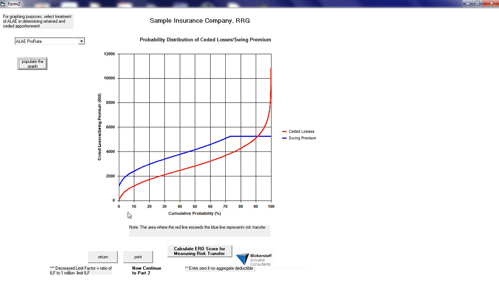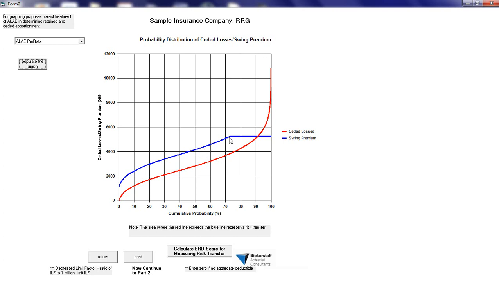This is a cumulative probability graph with 2 superimposed lines. The red line is the graph of ceded losses, namely 750x of 250 with ALAE pro rata in this instance. And then for each of these levels of ceded losses, there is an associated swing premium with the blue line.